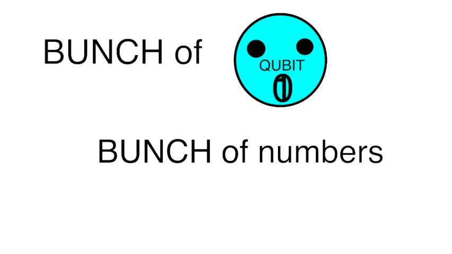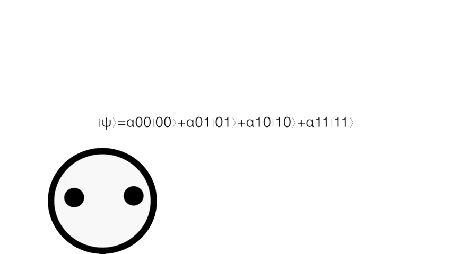Now, of course, if you have a bunch of qubits, you're going to need a bunch of numbers, and representing your data like this and working with this is really difficult. Instead, we now have to understand another property of qubits, entanglement.